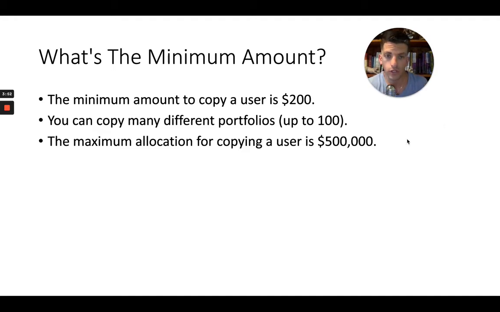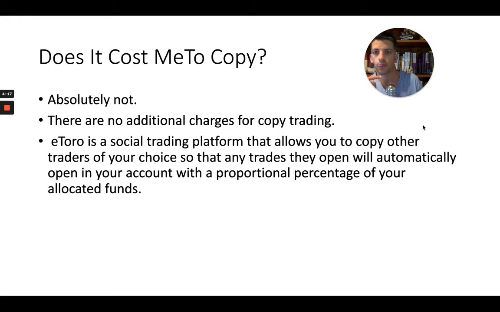You're also not locked into any one copy trader, so you can copy many different people, up to 100 different copy traders at a time. So you can copy me, you can copy someone else, up to 100 at one time. So that's pretty cool. You can have some extra diversification. The maximum allocation for copying a particular user is at the moment 500,000 US. Okay, so there's the minimum, there's the max. Pretty straightforward. And does it cost you to copy? So the short answer is no. There's no additional charges for you to copy trade, which is fantastic.